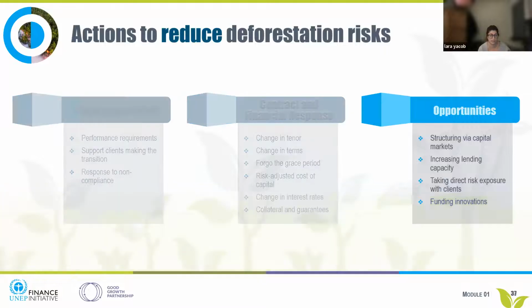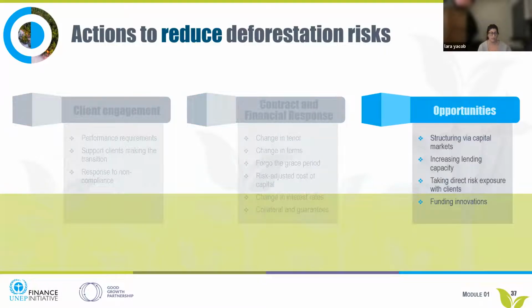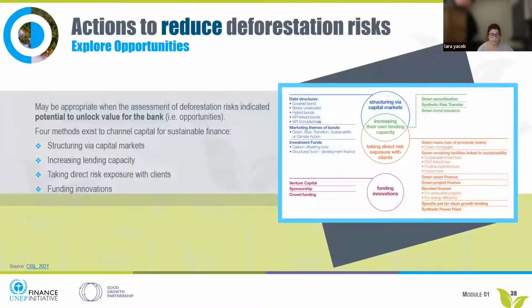Next slide, please. So exploring opportunities, we're going to go through just a couple of slides here. This is really about unlocking potential value for the bank.